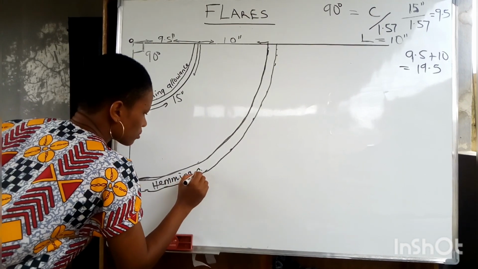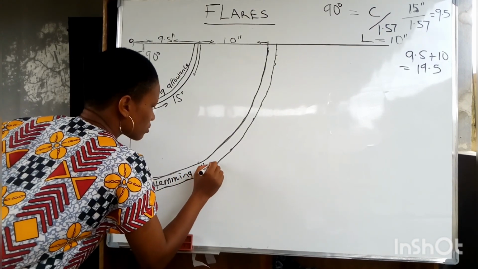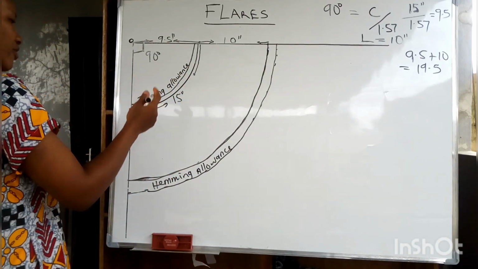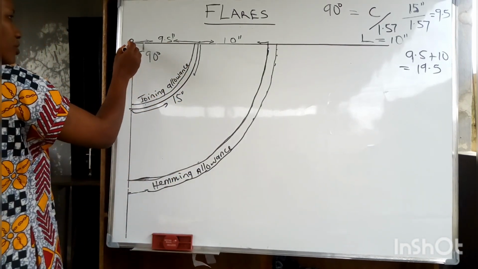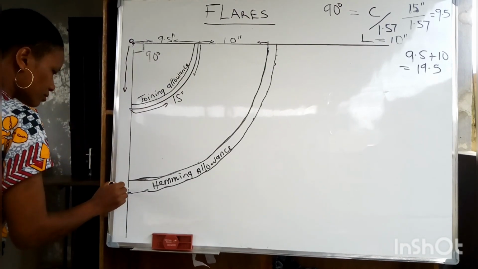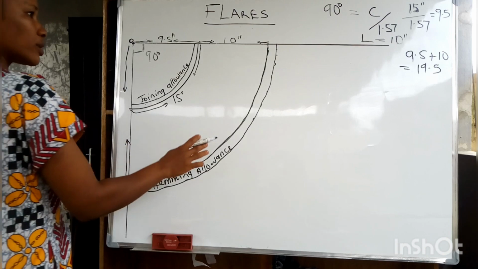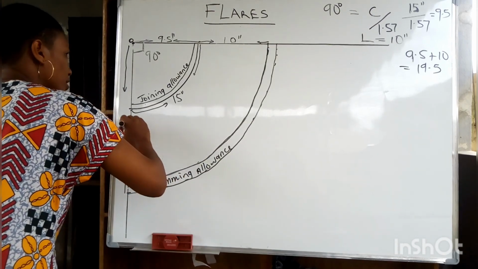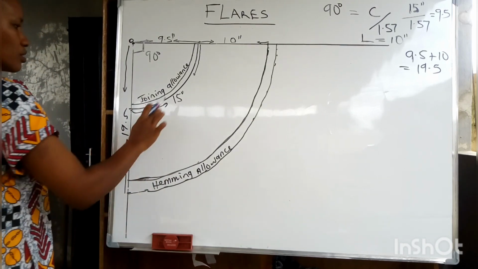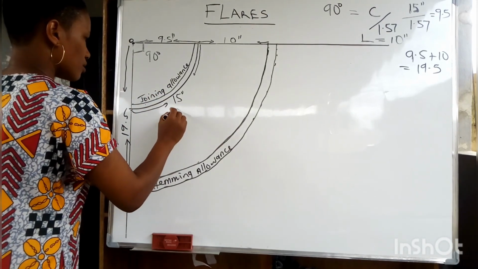And if you are to weave the flare, please do not add any allowance to it, because if you are using a weaving, it will make the flare edges clean. As such, it does not need any hemming allowance. And here, from the 0 point to the last point, we have the 19.5 inches.